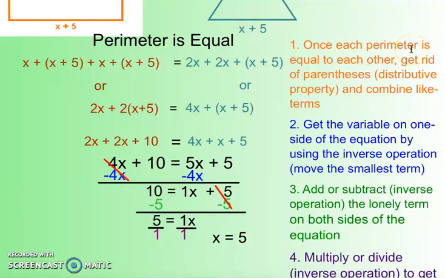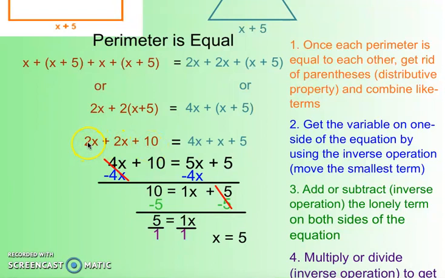Okay, so the steps that we did. Once each perimeter is equal to each other, we basically combine like terms. We got rid of any parentheses that we were using. Like here, we added them all up and got 2x plus 2 of these. But in order to get rid of this, we have 2 times x and 2 times 5. And that's how we got 2x plus 10.